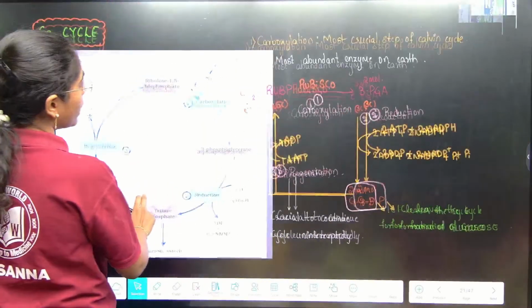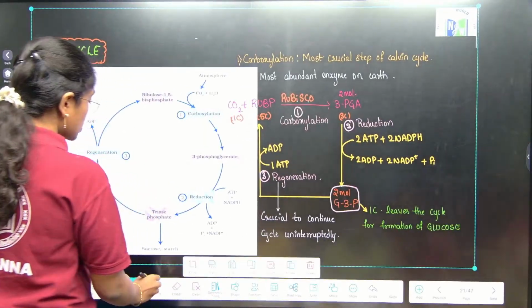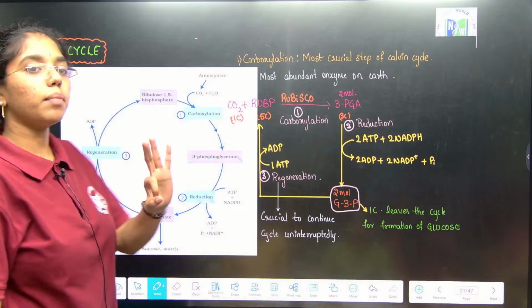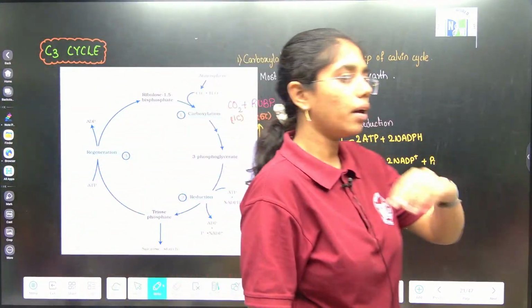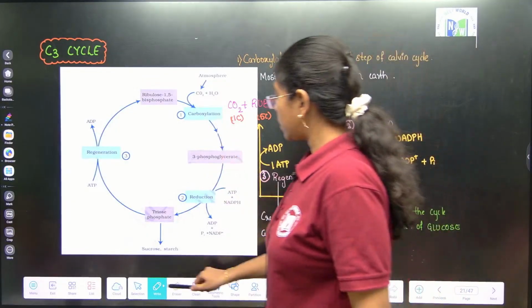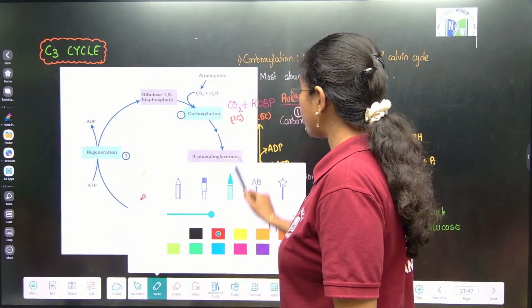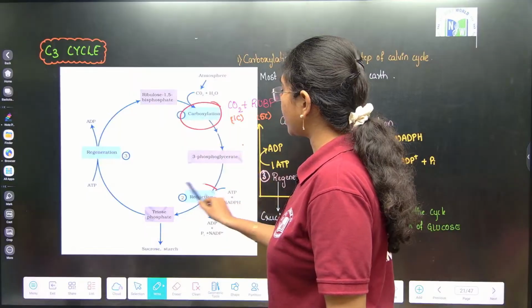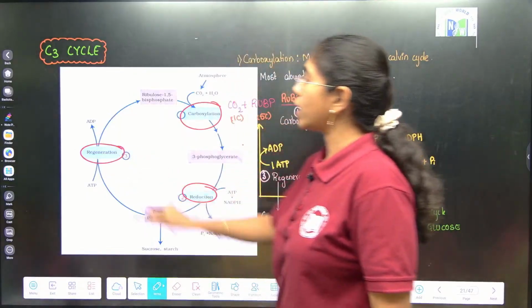C3 cycle, look here. First, the C3 cycle is operated in 3 major steps. Drop your pens and listen. Everybody listen. The C3 cycle is operated in how many steps? 3 steps. First is carboxylation, second is reduction, third is regeneration.